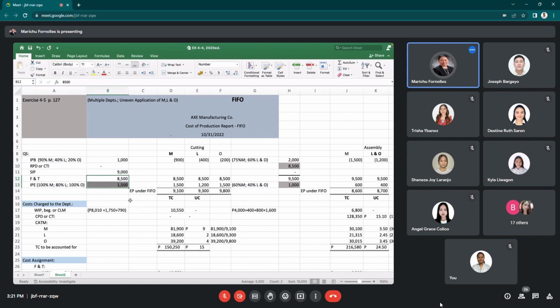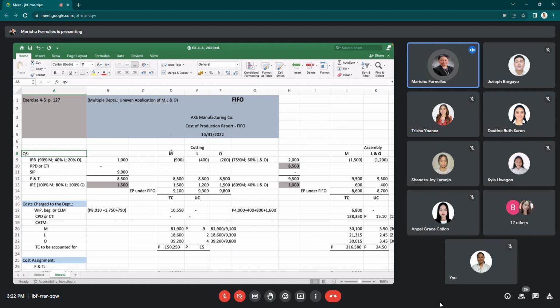So after completing the quantity schedule, the next step, or step 2, would be to compute the equivalent production. Just like the quantity schedule, the EP schedule will not be expressed in peso amounts. Instead, both the quantity schedule and EP schedule will be reported in terms of the measurement used for their output. How the output is being measured.